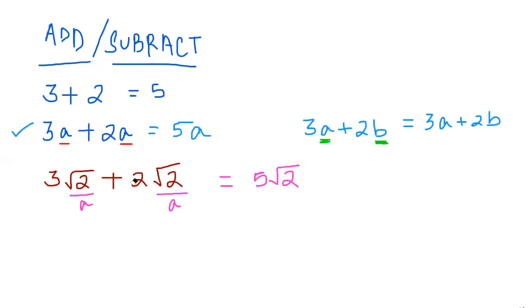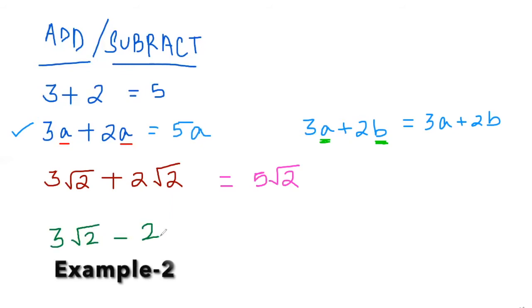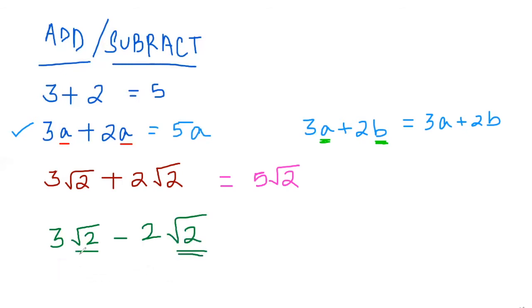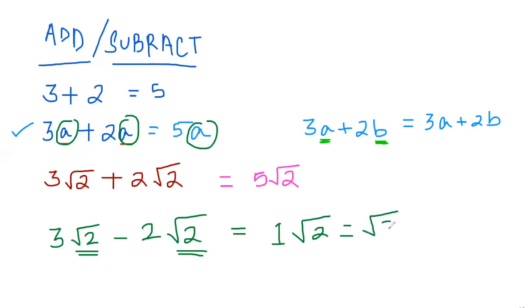Same way when you are subtracting, you can subtract the like radicals. So if you have 3 root 2 minus 2 root 2, you can subtract it because they have the same radicals. You will just have this radical as it is, the way you had a here. So a comes as it is. Same way here the radical root 2 comes as it is, and you perform the subtraction on 3 and minus 2, and this will be 1 root 2, which can also be written as root 2. So like radicals can be added or subtracted.